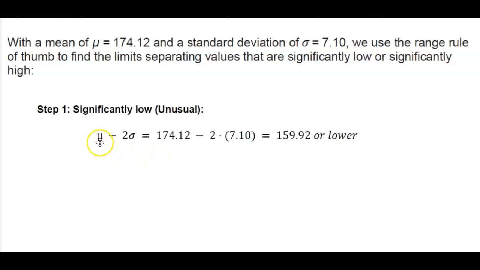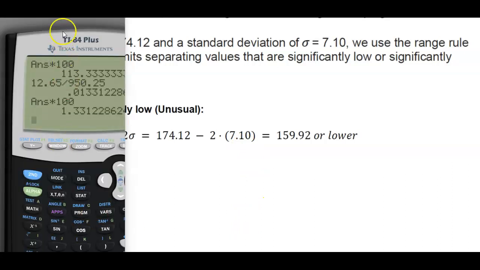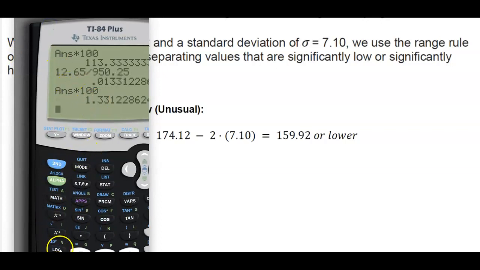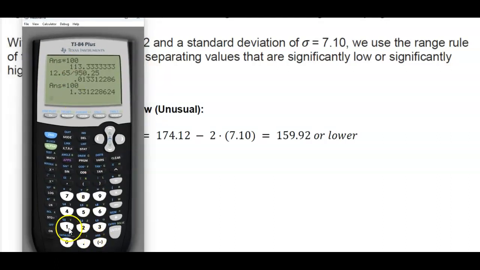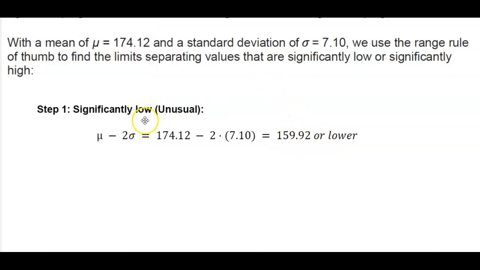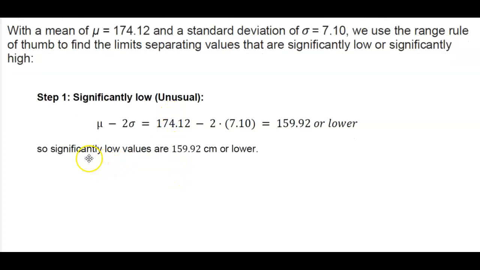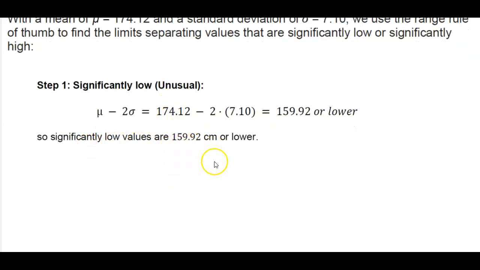Well, we're going to use the following. We're going to take the mean, which is 174.12, and subtract 2 times the standard deviation, because anything lower than this value would be significantly low. So 174.12 minus 2 times 7.10, and that gives us 159.92. So anything 159.92 or lower is going to be considered significantly low or unusual. So again, significantly low values are 159.92 centimeters or lower.